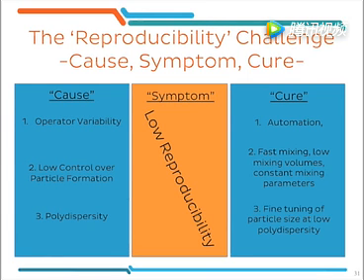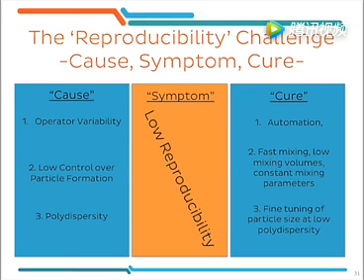Now that we've determined some of these causes of low reproducibility, we should look at how we can find a good cure for each of these points. One way of curing operator variability is to take out the art, if you will, or the human factor, out of the nanoparticle formulation process. And the simplest way of doing that is to introduce automation and software control, and also to reduce the steps related to each single formulation.